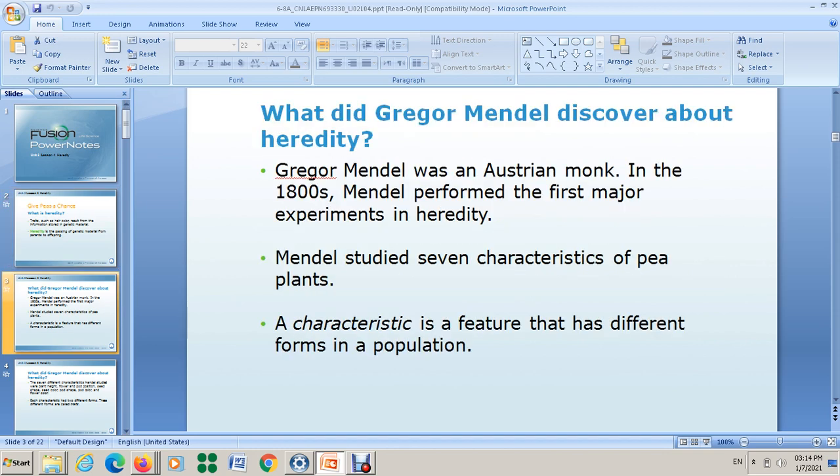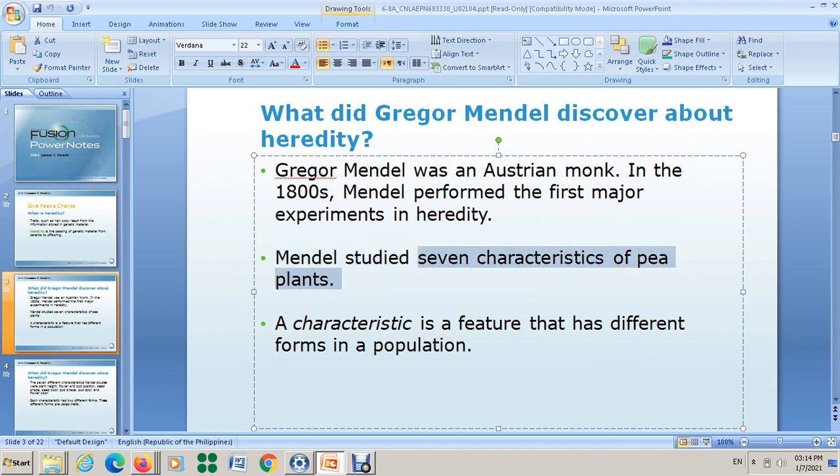The person who started the experiments of heredity is Gregor Mendel. He was a monk, and before he became a monk, he was studying science and math. What did he do? He studied pea plants in his garden, and he started to study 7 characteristics of pea plants. He planted these peas and looked at the plants and their characteristics.